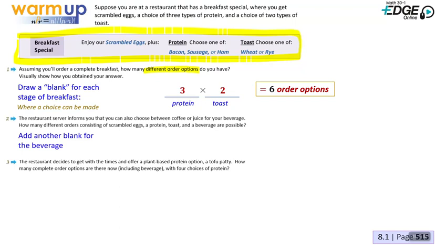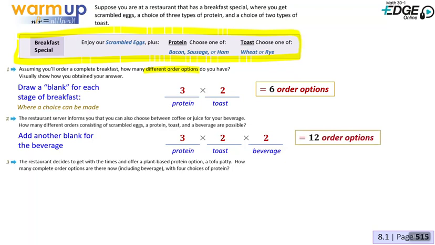Let's say now that the restaurant informs us we can also choose between coffee and juice for a beverage. How many order outcomes are there now? Well, we still have the eggs, protein, and toast, but we've added another decision. The decision we've added is the beverage, and that beverage has two options. So again, whether we write the eggs with the 1 or not, we had the 3 times 2 from the toast and the protein, and now we also have the beverage. So this increases the number of different breakfast outcomes we could have to 12.